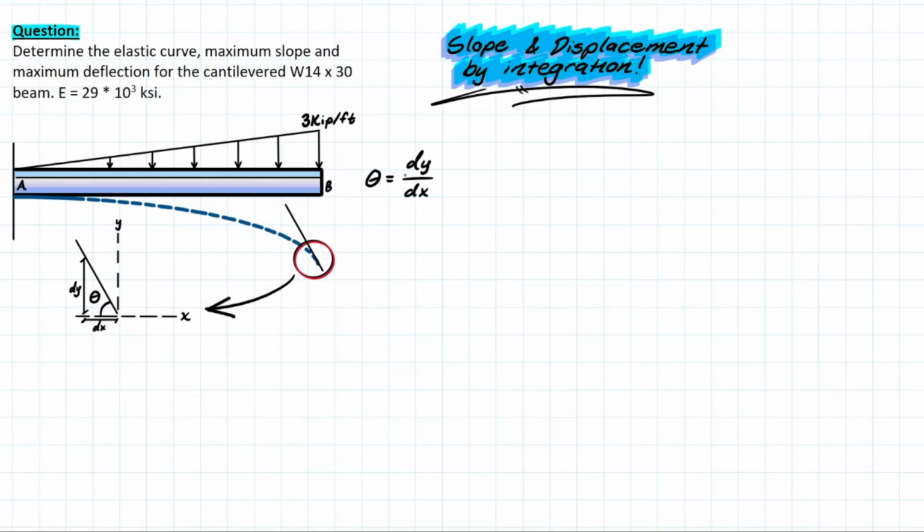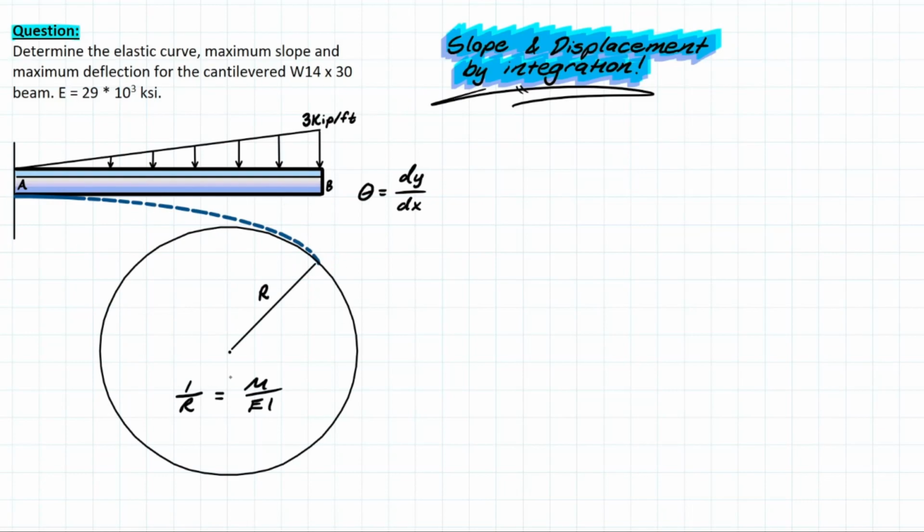Now, what if we don't know our slope? We can't really do much with this equation. Now we need to create a relationship between the moment and deflection. And this is going to be done by considering the moment curvature equation.